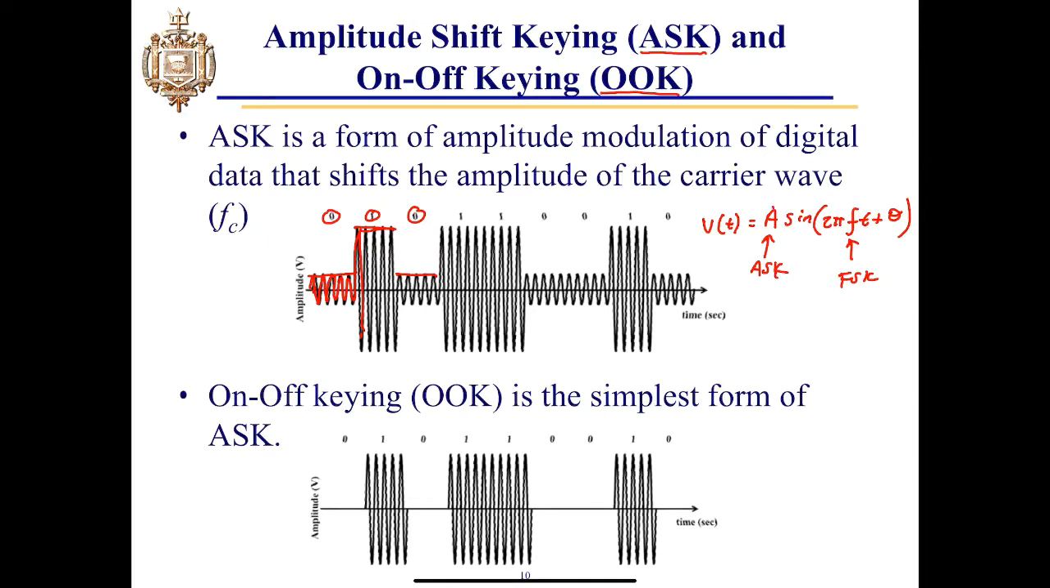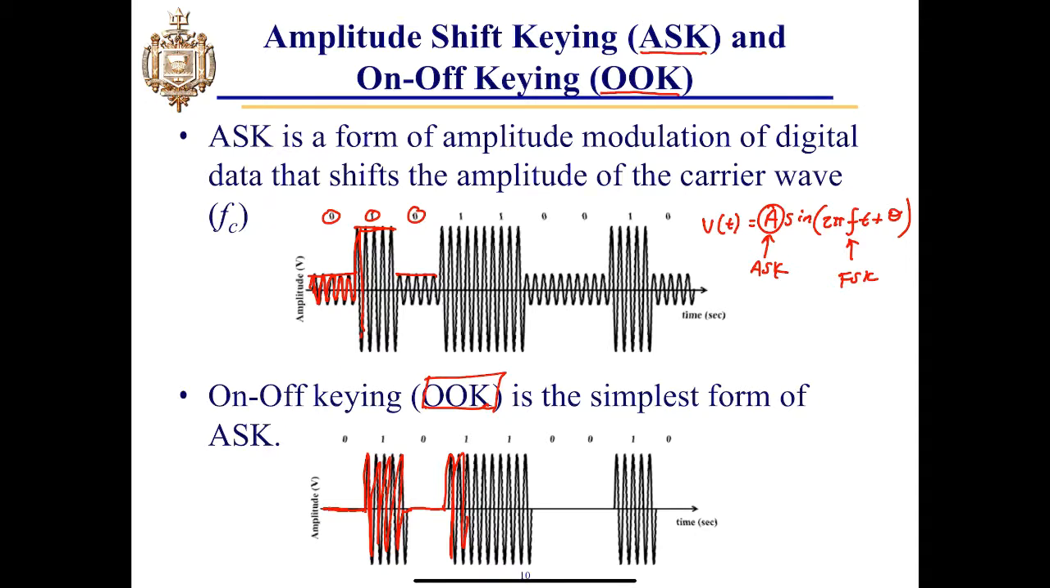Okay, so we're only changing this value here to represent 0s and 1s. A simpler form of amplitude shift keying is called on-off keying, OOK. We can have just 0 amplitude to represent a 0, and then some kind of amplitude to represent a 1. It turns off, no amplitude at all for a 0, then turns back on for a 1.